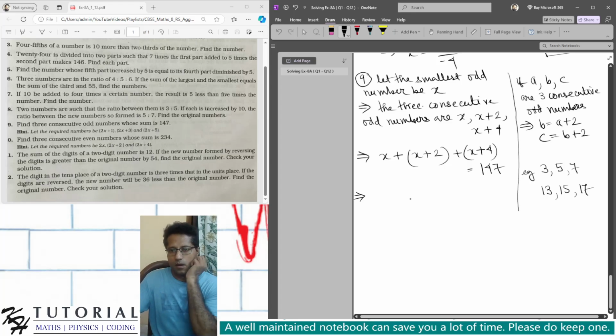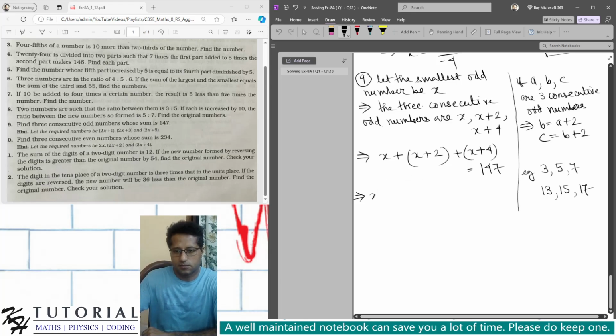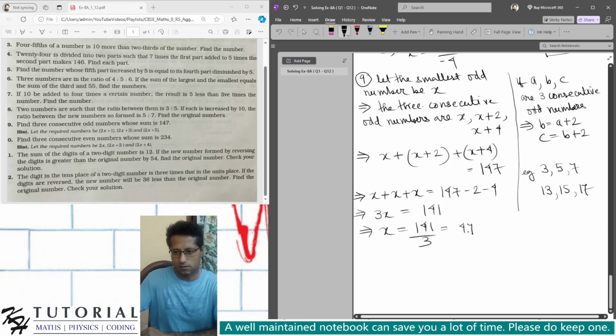If we keep all the x terms to the left hand side and all the constant terms to the right hand side, we get x plus x plus x is equal to 147 minus 2 minus 4. This implies after simplification of the LHS and the RHS, we get 3 times x is equal to 147 minus 6, that is 141. This implies x will be equal to 141 divided by 3. This is equal to 47.